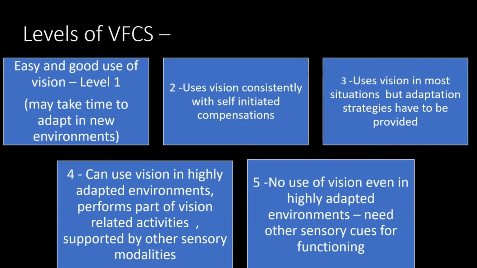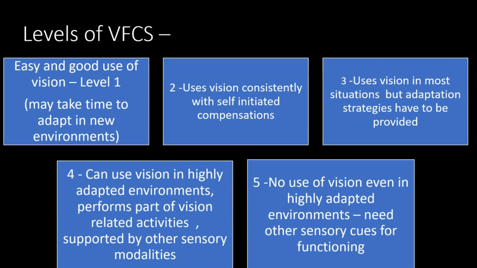Now this takes us to level 2, where the child is using vision consistently, but with a lot of self-initiated compensation. The child has the intelligence to understand that if I tilt my head or do some other compensation, I would be able to see better. Third, in this we need to help the child by providing environmental modifications. So third is using vision in most situations, but with adaptation strategies which have to be provided by the caregivers.